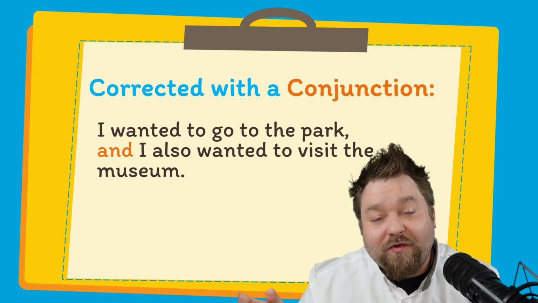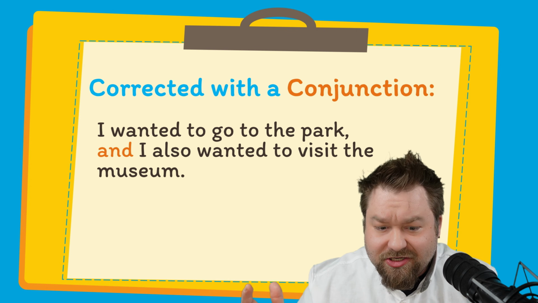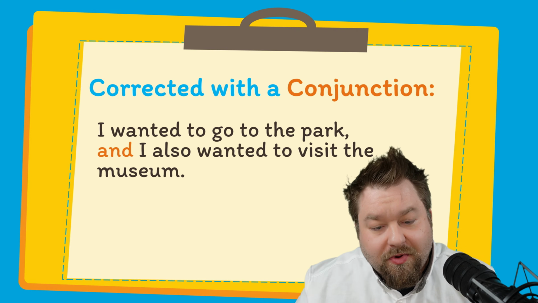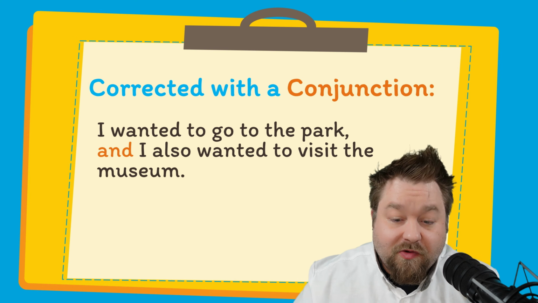Well, the first way is we can fix it with a conjunction. I wanted to go to the park and I also wanted to visit the museum. Okay, because I can do this, right? I can do this and I want to do this and I want to do this and I want to. It's just two things, right? We don't want to make a new run on sentence. So we broke that apart by adding a conjunction in it, and now it's okay, because it was two separate sentences.